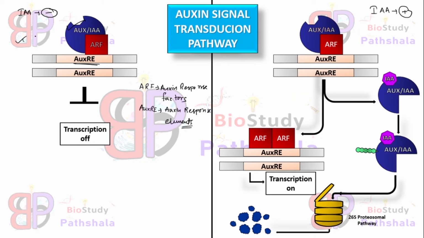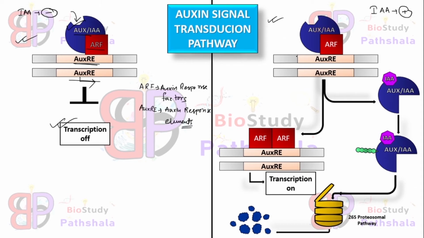Here, as you can see, auxin is absent. That is why auxin cannot bind to this particular repressor, that is the Aux/IAA protein. This results in the formation of an Aux/IAA-ARF heterodimer, and this particular heterodimer inactivates the transcription of the AuxRE gene. That is why here transcription is off.